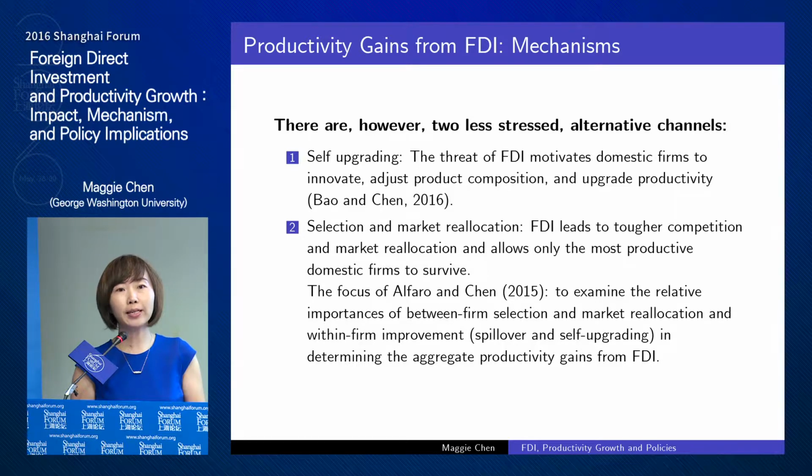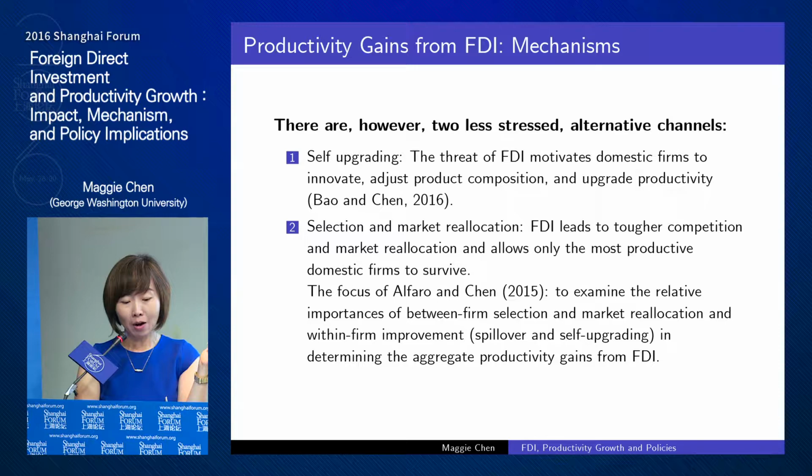But we would like to point out, at least my work would like to suggest two additional channels. One is the threat of competition could motivate domestic firms to innovate and improve their own productivity without any spillover effect. Establishing that is very difficult, and I would like to introduce my paper, but I'm not going to get into that with my students.